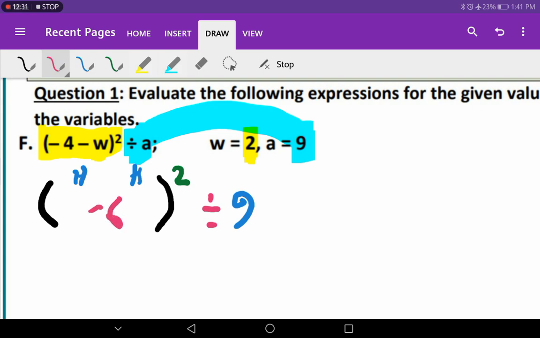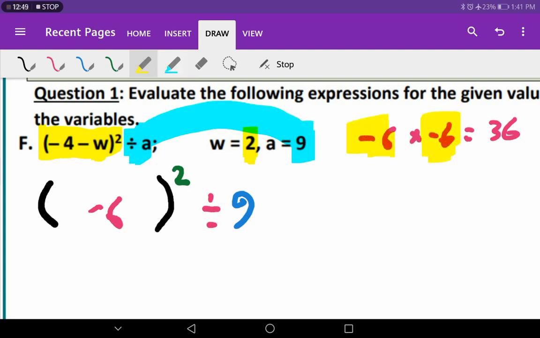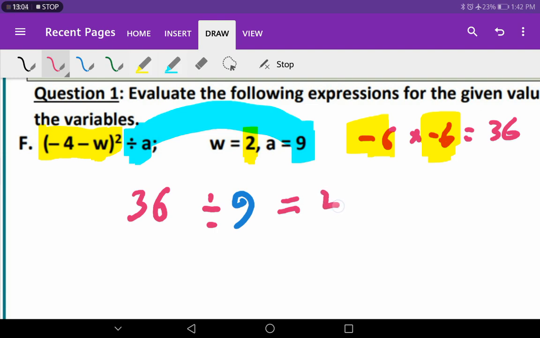Okay, and you remember that when I say the square kills the negative. So negative 6 multiply negative 6 equal 36. What about the negative, teacher? Okay, if we have negative in both factors in multiplication, that means the answer is positive. So this one will be 36. And as you know, 36 divided by 9 equal 4, I think. So the answer is 4.